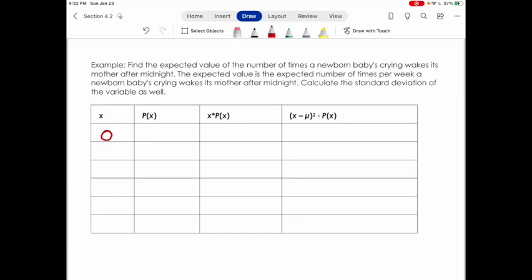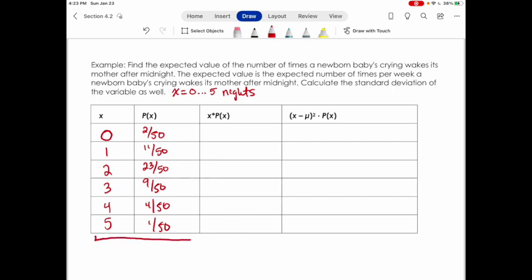Now this was from a previous example in the last lesson. Our variable was either 0 through 5. I should have added that in here. Let me put that in here. X takes on the value of 0 through 5 nights. The probability was given to us in the previous example as well. So let me write that down. We have 2 out of 50, 11 out of 50, 23 out of 50, 9 out of 50, 4 out of 50, 1 out of 50.